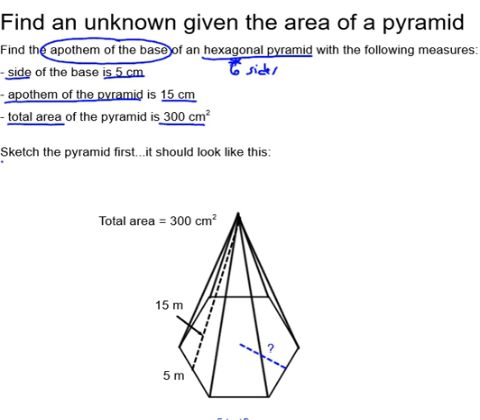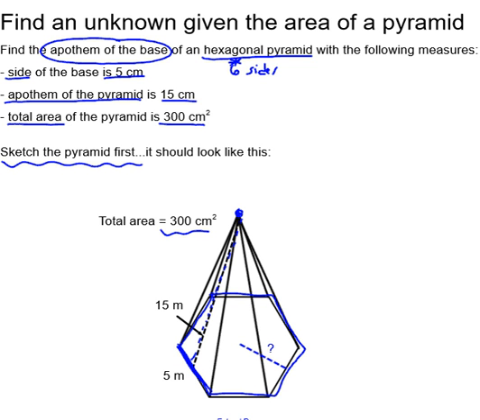So you should always sketch your pyramid first. When you do that, it's going to look like this. Always draw your base first. And then you draw your dot on the top. And then you connect all your sides, not your vertices, to your apex. Okay? So they're giving you the total area. They're telling you that the apothem of the pyramid is 15 and the side of the base is 5.